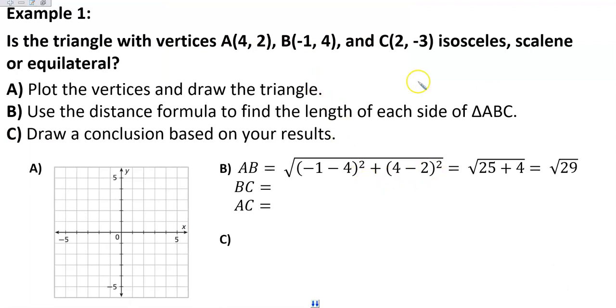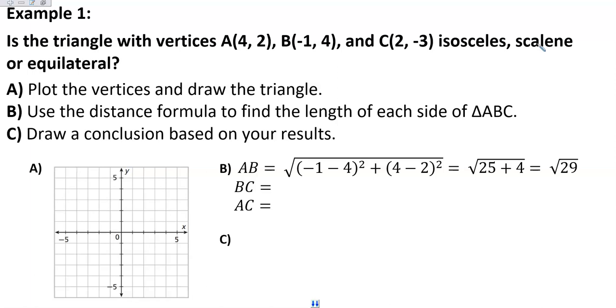I'm given three vertices for a triangle, and I want to know whether or not the triangle is isosceles, scalene, or equilateral. So this is going to tell me that I'm going to be doing the distance formula, because I'm looking at the lengths of the sides. If all three sides are the same length, then it's going to be equilateral. If only two are, then it's isosceles. If none of them are the same, then it's scalene.